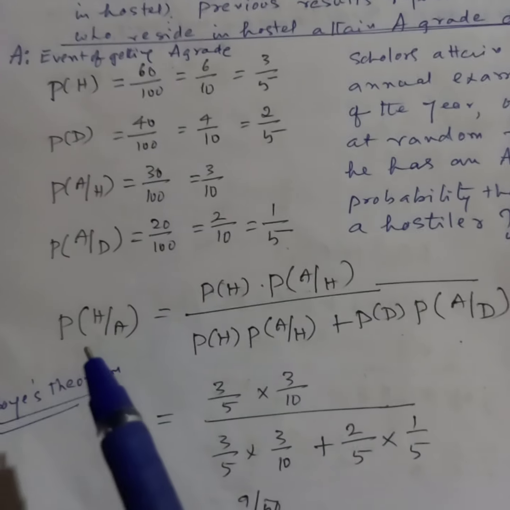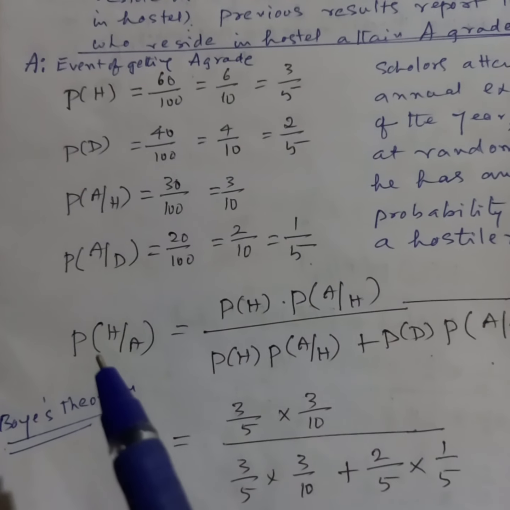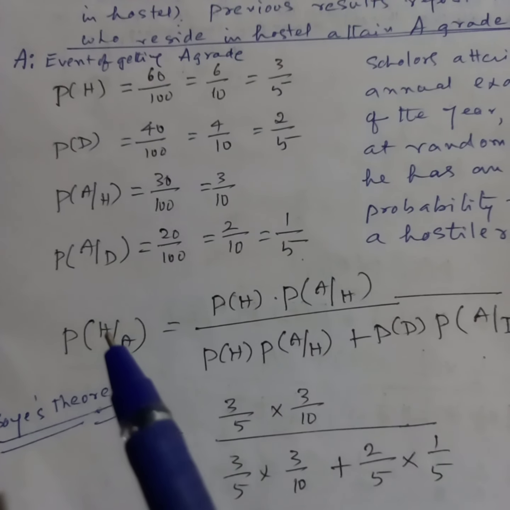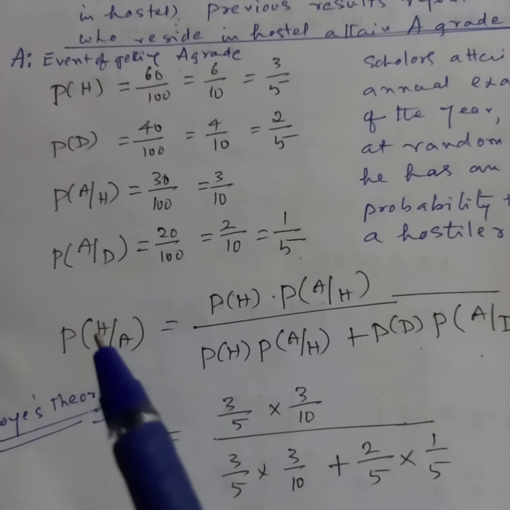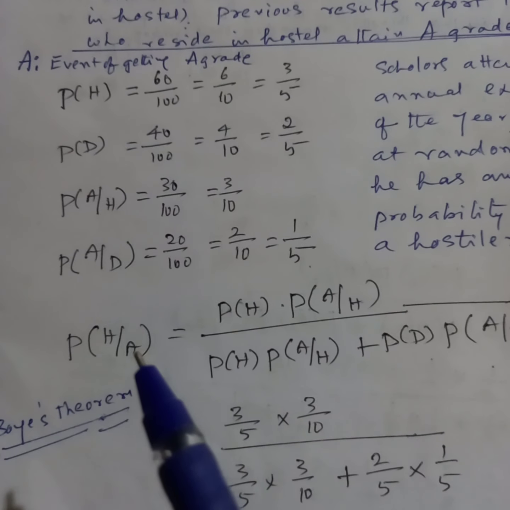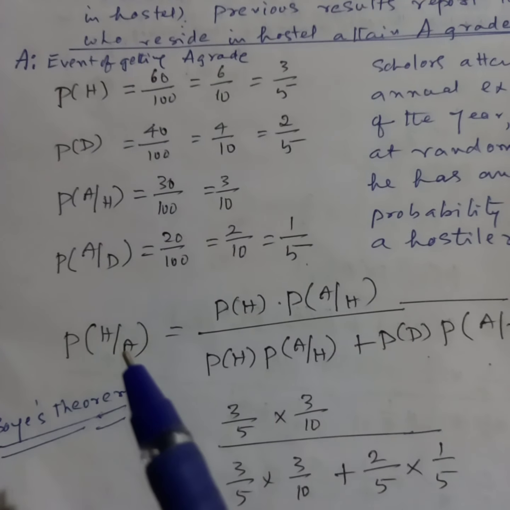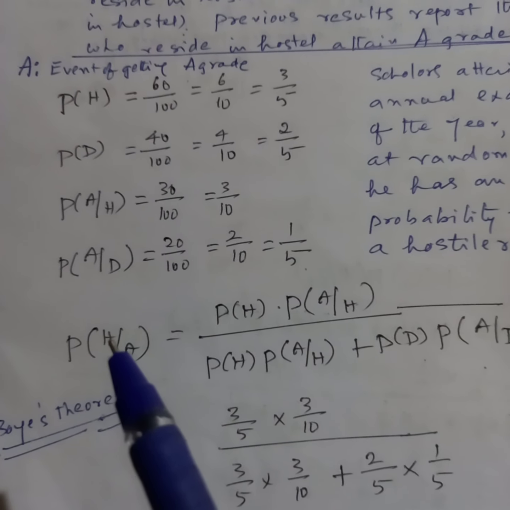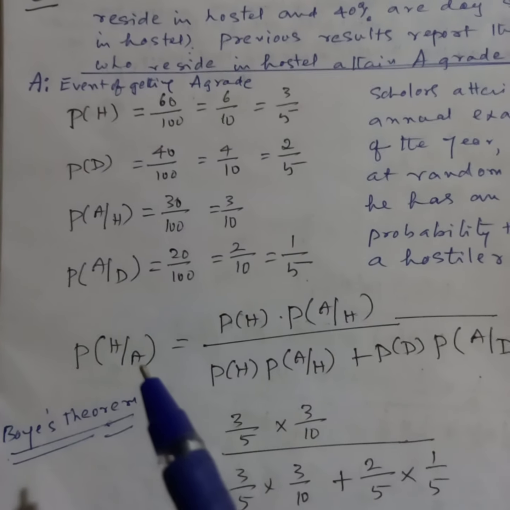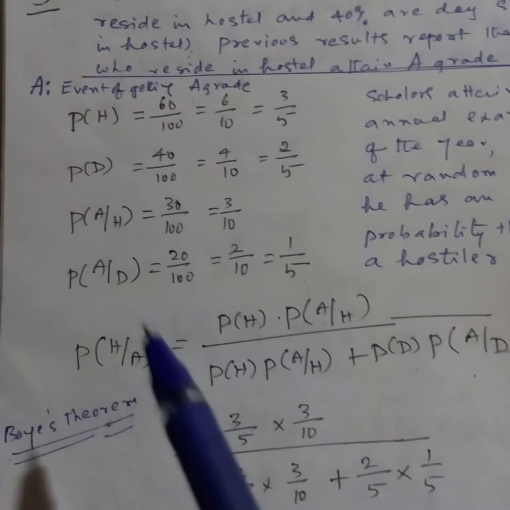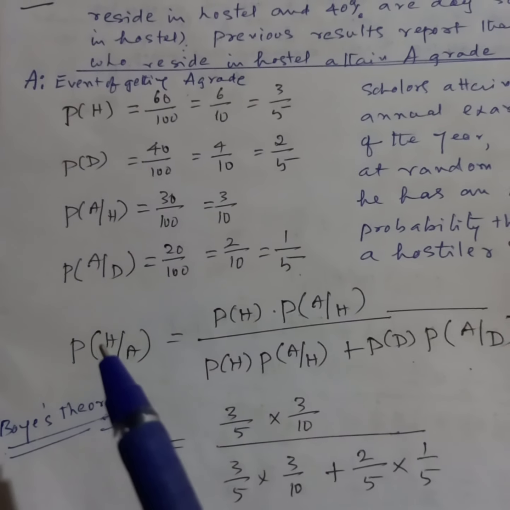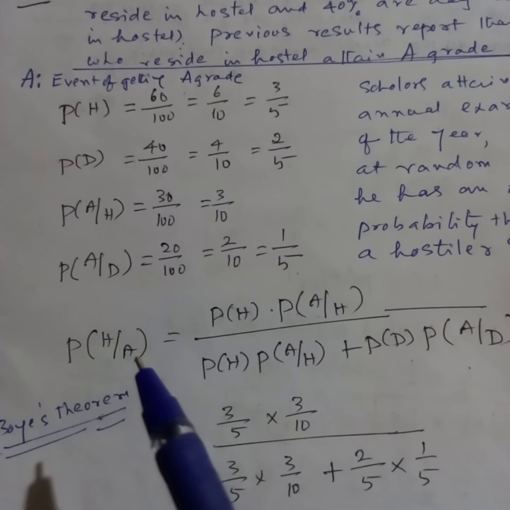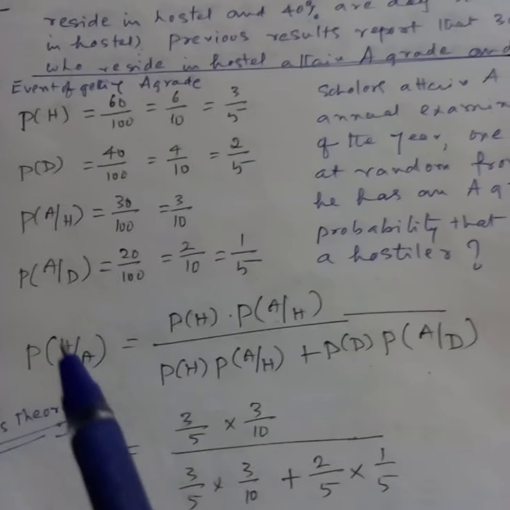Now what we have to find out is the probability that a student is a hosteler given that he has attained A grade. The student is a hosteler, that is, he is staying in a hostel, given that he has attained A grade. That's how we have to read it. This is what we have to find out.